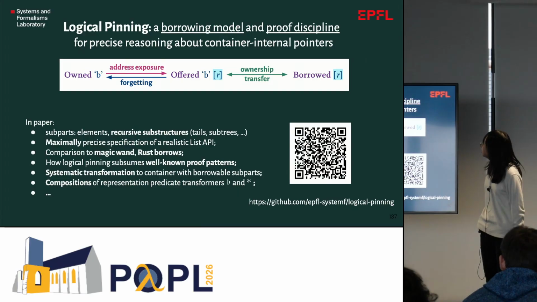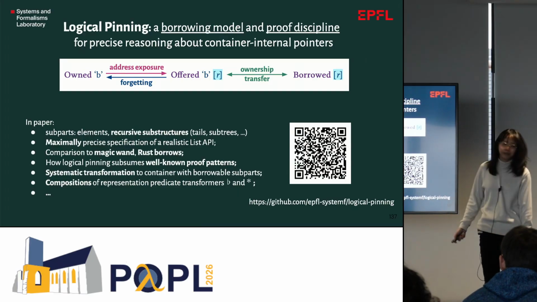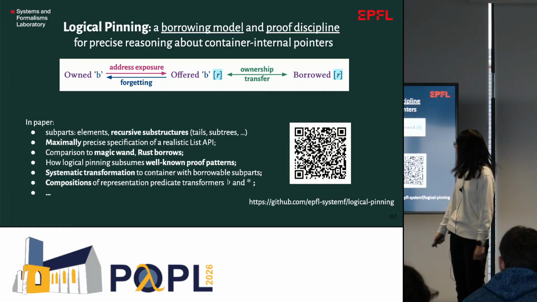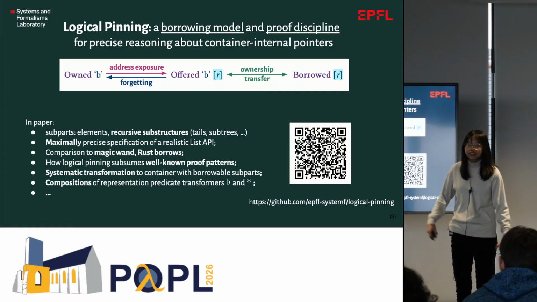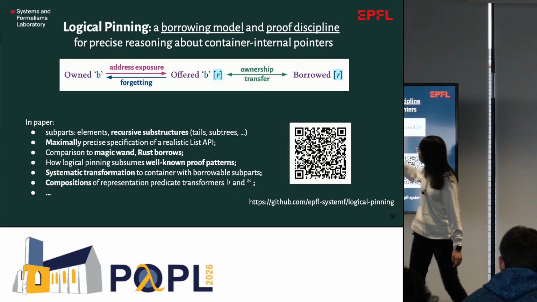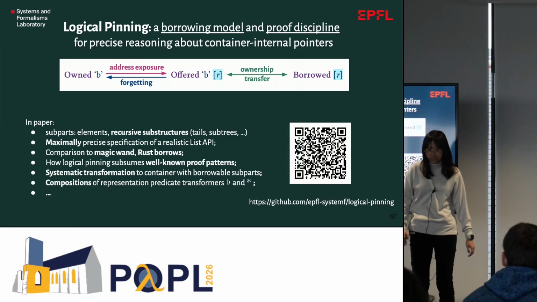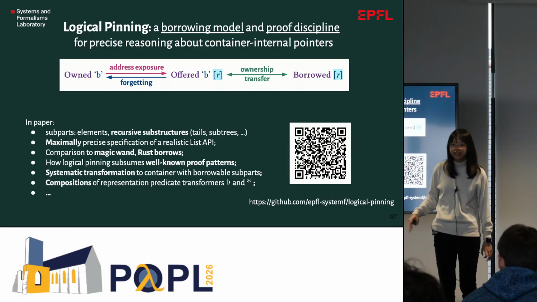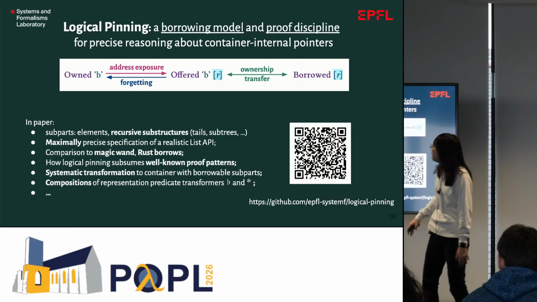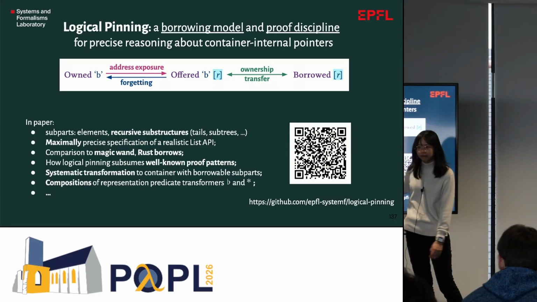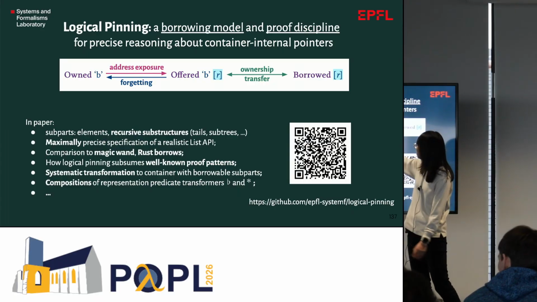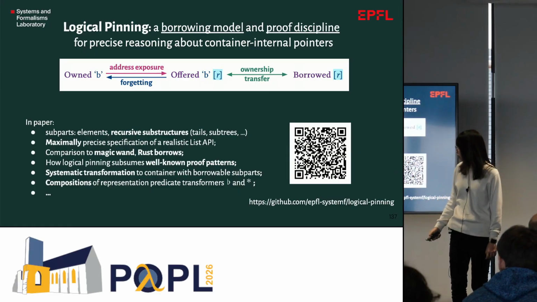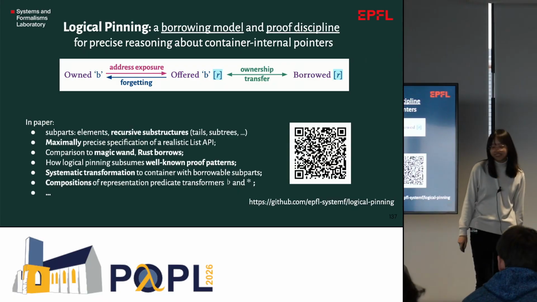So I just presented logical pinning, which is a borrowing model and proof discipline for precise reasoning about containers with internal pointers. The key idea is that we have this fine-grained borrowing state that decouples pointer exposure and ownership transfer. And we enable precise API specification because in the API, we can check the validity of these exposed internal pointers. And in the paper, we have much more.